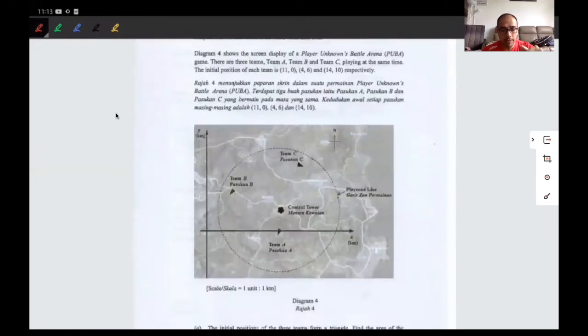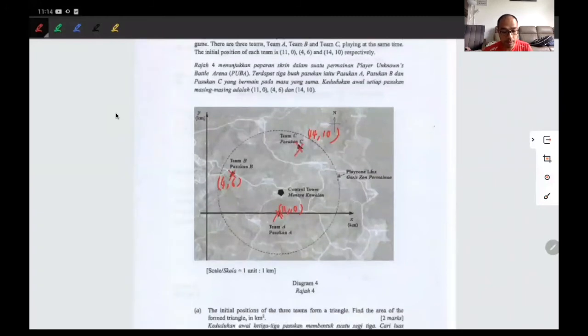So the initial position of Team A is at 11, 0. Let's mark it out. So this is 11 and 0. Team B is 4 and 6. Team C is 14 and 10. These are the initial positions, their coordinates there. You can even mark it out as X if it helps you.